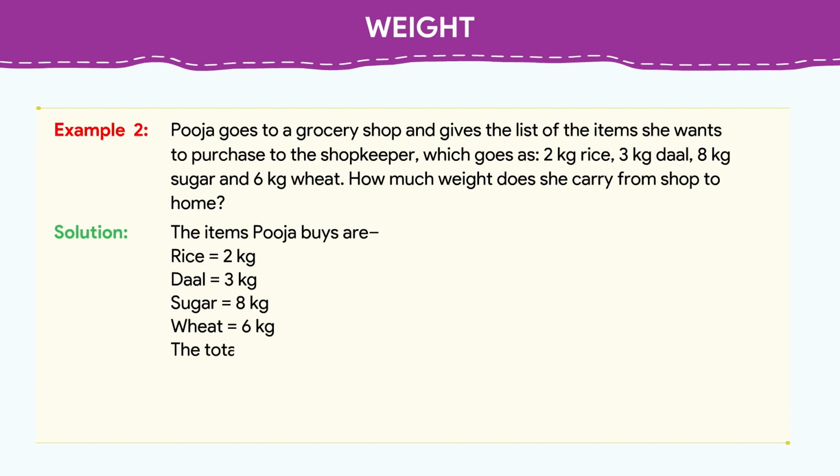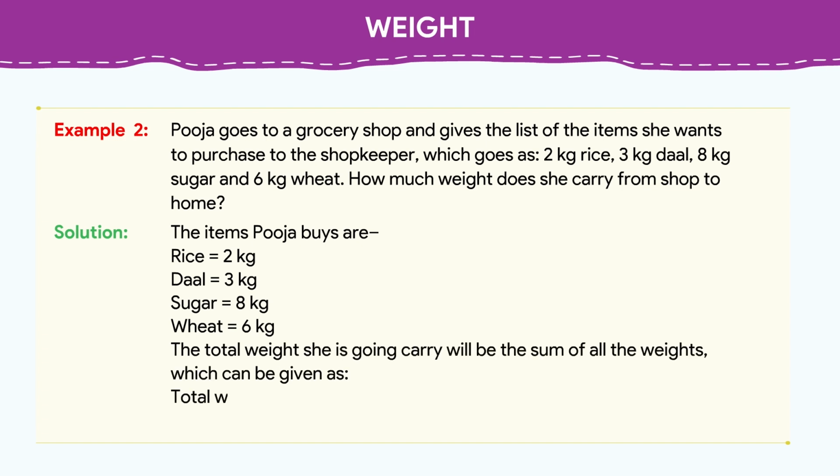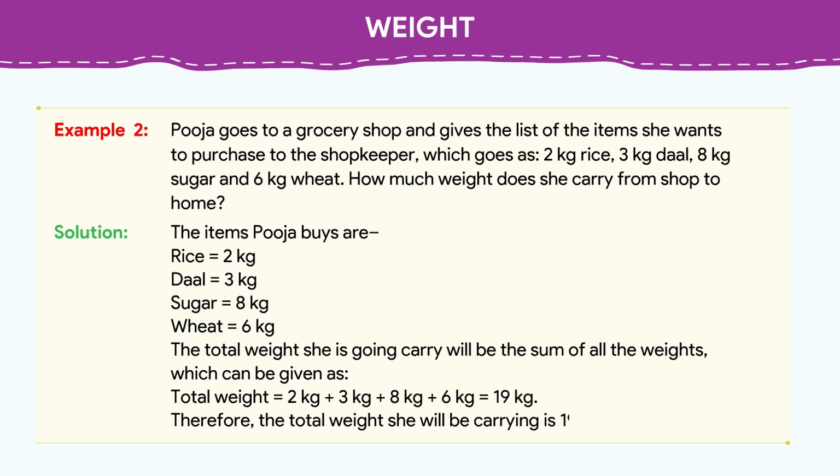kilograms. The total weight she is going to carry will be the sum of all the weights, which can be given as total weight is equal to 2 kilograms plus 3 kilograms plus 8 kilograms plus 6 kilograms equals 19 kilograms. Therefore, the total weight she will be carrying is 19 kilograms.